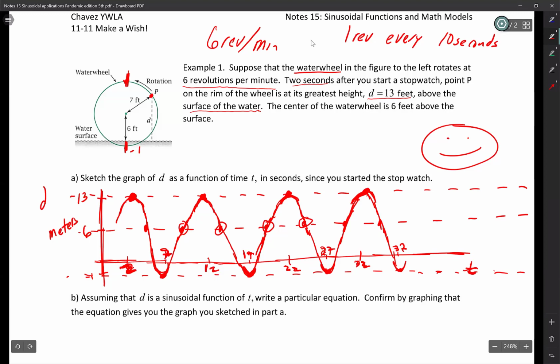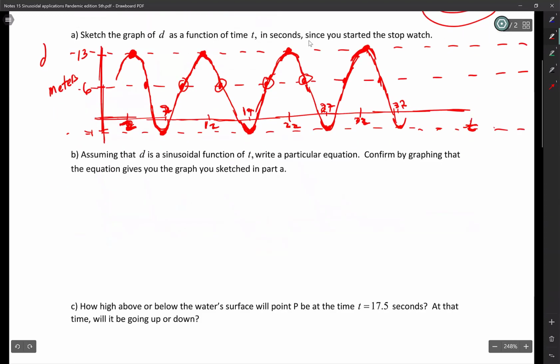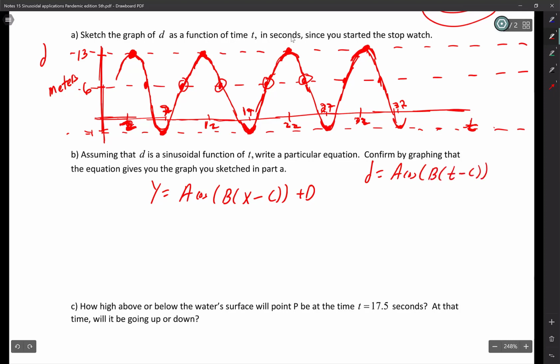It did that without a problem. Okay, here we go. It says letter B, assuming that D is a sinusoidal function of t, write a particular equation confirming or confirmed by graphing that the equation gives you the graph you sketched in part A. So instead of y equals a cosine b times x minus c plus d, we're going to do d equals a cosine b times t minus c plus d. It's the same. The only difference is we're changing our x-axis and y-axis to t and d.